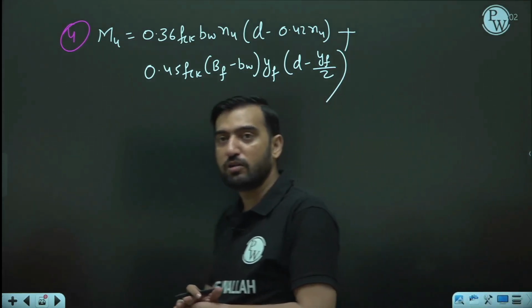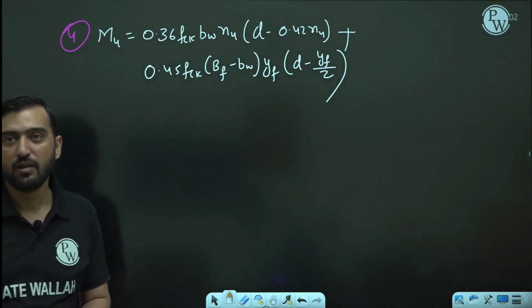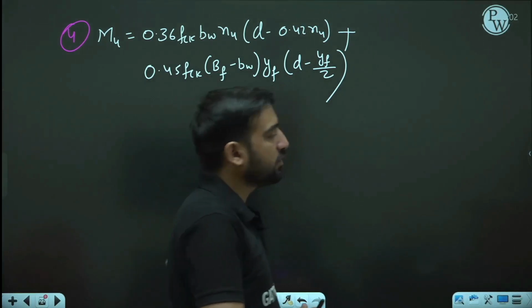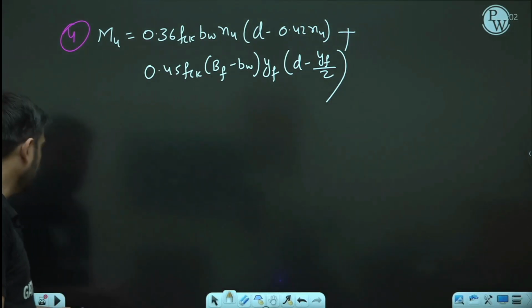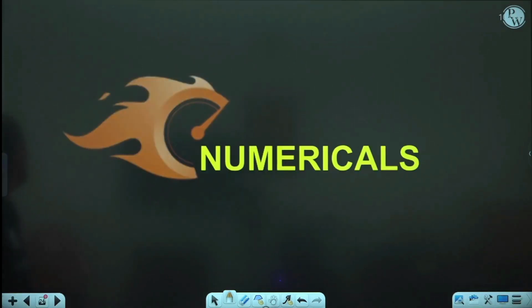If it is not valid, automatically we will be using this YF case. Okay, so this is the way to calculate moment of resistance. Are you getting it or not? Isn't it? So now we will be switching over to numericals. Let's see the numericals now.